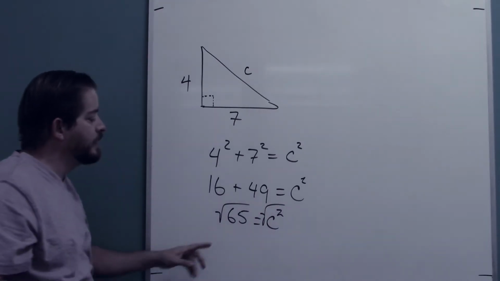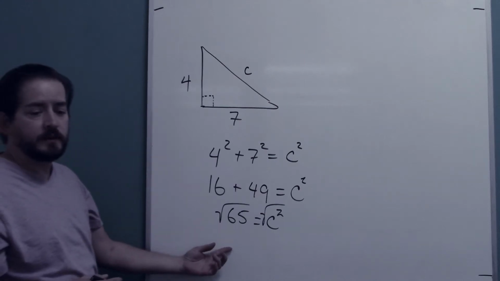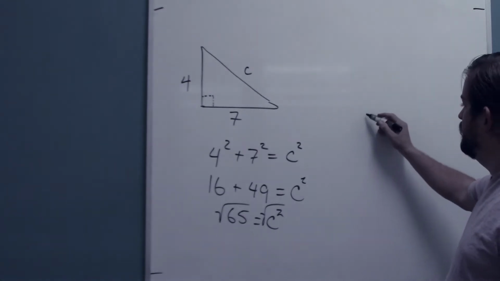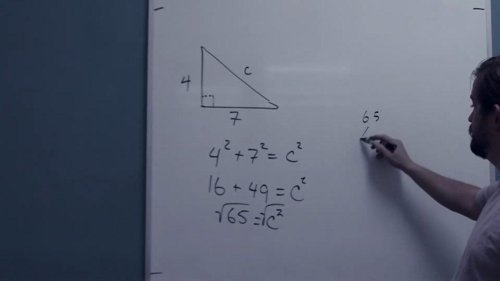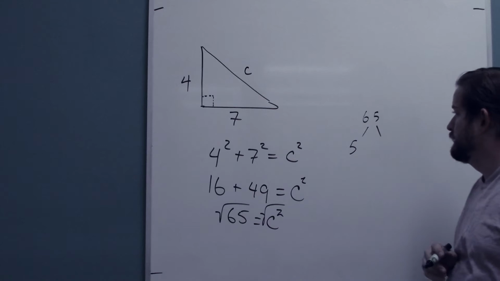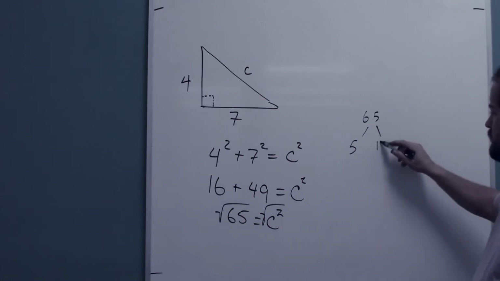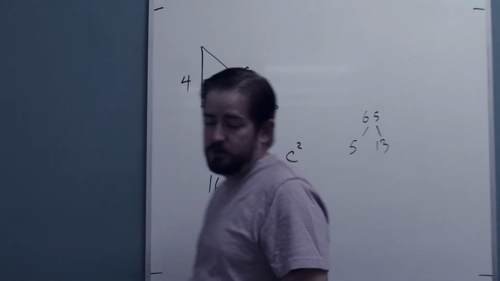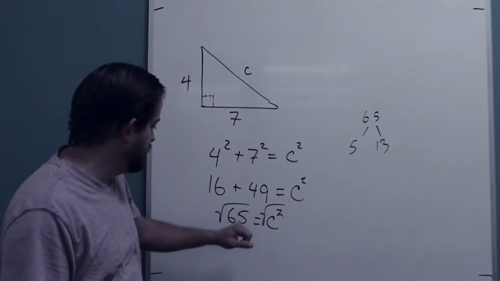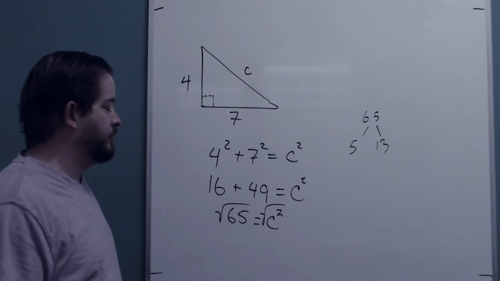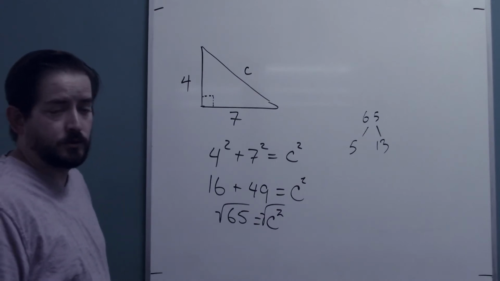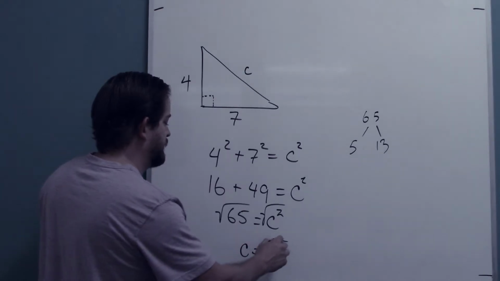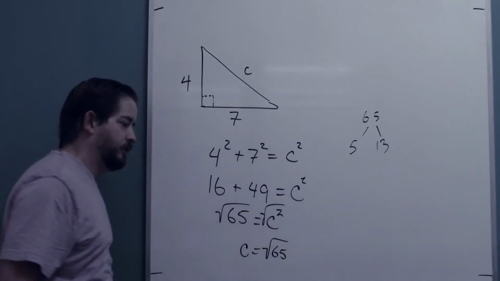of 65 is. And I don't know if I can simplify this, so I'm going to check, right? I know that 65 is divisible by 5 because it ends in a 5, right? And so that gives me 13, and that's it. I can't do anything with that, right? I've got two prime numbers, 5 and 13. I can't simplify this any further, and so that's it. I'm left with a square root of 65. And so that's what I would write, as c is simply the square root of 65.